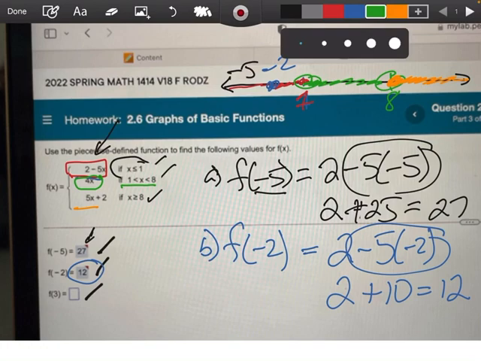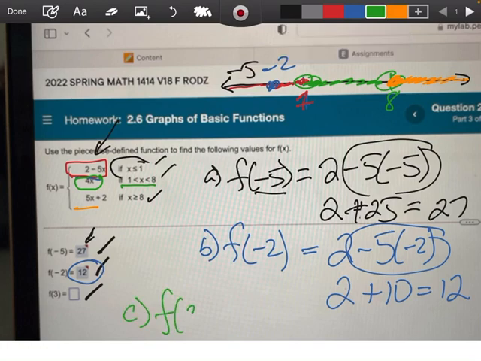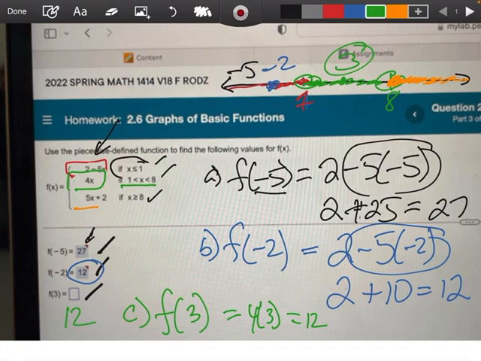Okay? And then the third part, part C, says we want to find f of 3. Well, hey, 3 is going to be right about here, between 1 and 8. So we're going to use the second piece. So f of 3 would mean we're going to take 4 times 3, and that's going to give me 12, and that's what I'm going to put right there. So my first answer is 27, my second answer is 12, and my third answer is also 12, okay?